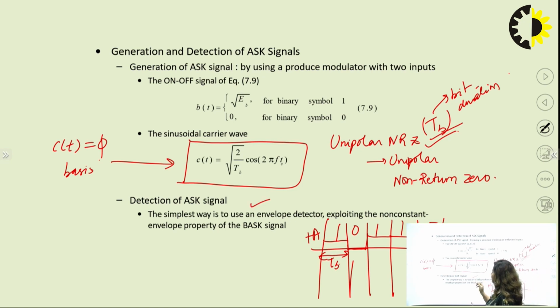Then detection of the ASK signal: the simplest way is to use an envelope detector, exploiting the non-constant envelope property of the signal. In the detection process, we require a low pass filter and a comparator circuit. In the comparator circuit we give a threshold value, and with the threshold it will compare the input and output and then give our bits accordingly.